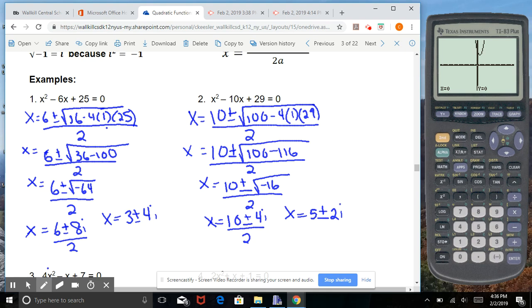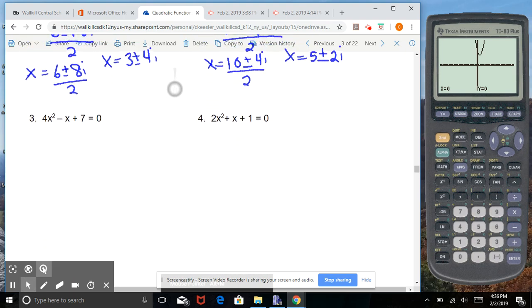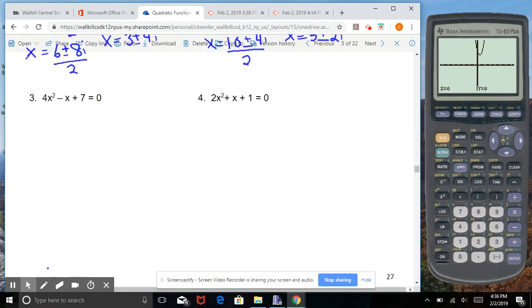Okay, so let's continue with 2 more examples. Make sure we've really got this process down. For number 3, we're going to modify the equation a little bit. Let's change the negative x to negative 6x, please. And then we're going to go on with the process.